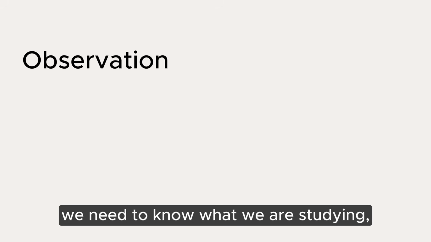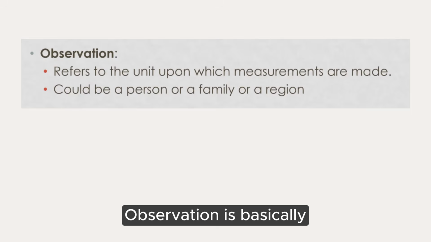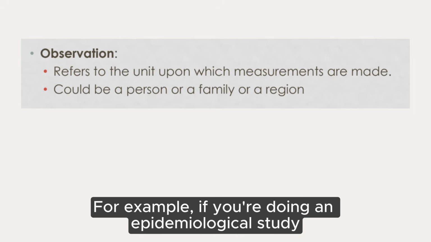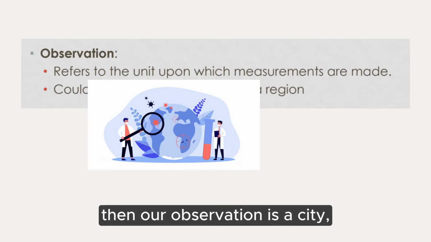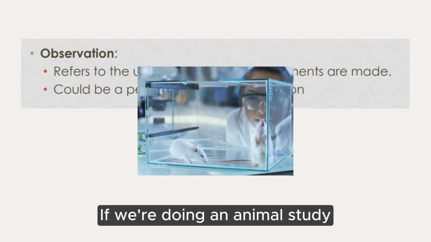To collect data correctly, we need to know what we are studying, what we are measuring, and what we actually record. Observation is basically the thing we are collecting data about. For example, if we are doing an epidemiological study, then our observation is a city, a region, etc. If we are doing an animal study, then it's one mouse, and so on.